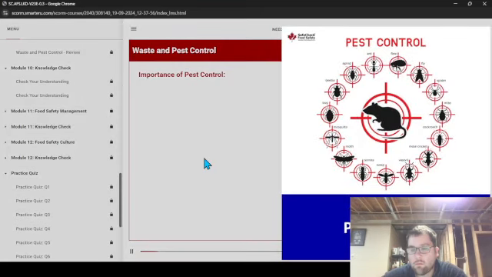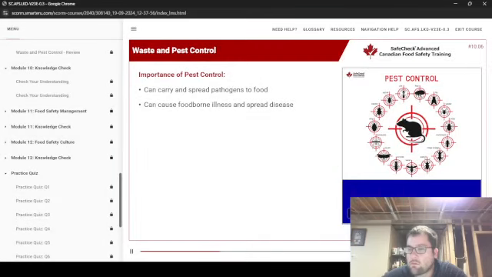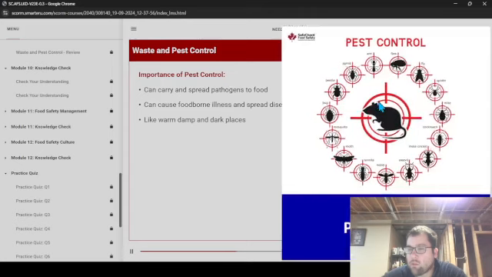Pests such as insects and rodents carry harmful microorganisms that can spread to food and cause foodborne illness. Areas of your food service establishment that are most likely to appeal to pests are warm, damp, and dark spaces. Therefore, monitor these areas closely. When dealing with pests, a proactive approach is necessary.